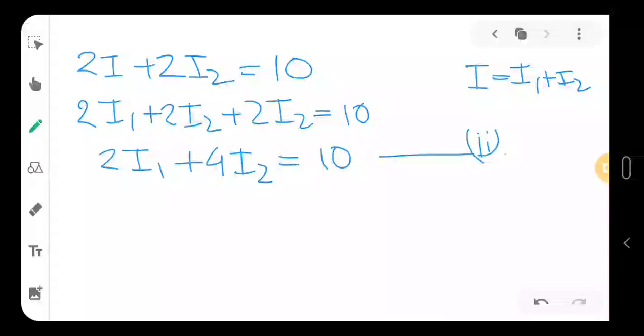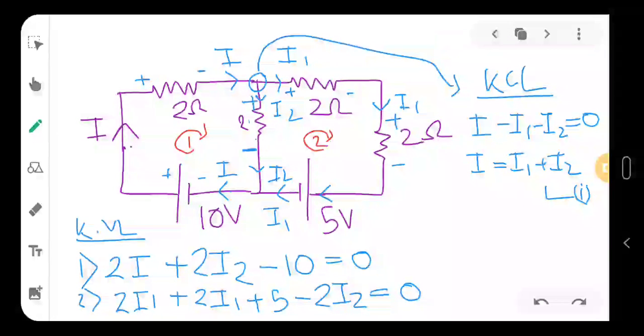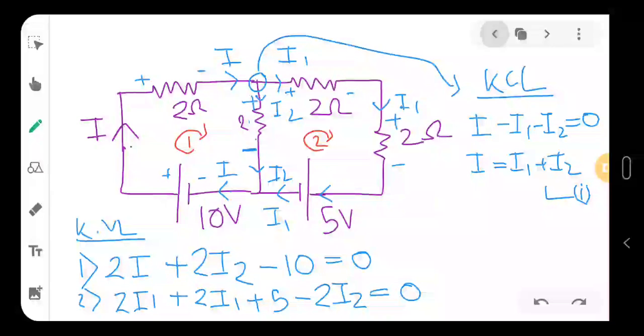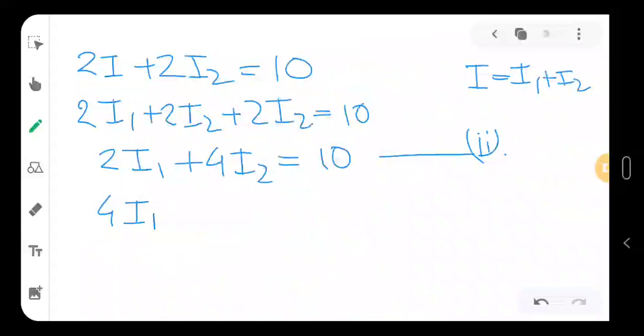Okay, and the next equation, what was that? 2I1 plus 2I1 plus 5 minus 2I2 is equal to 0. So here what I am doing, I am writing 4I1 minus 2I2 is equal to minus 5, because this 5 I am taking that side. So this will become my equation 3.